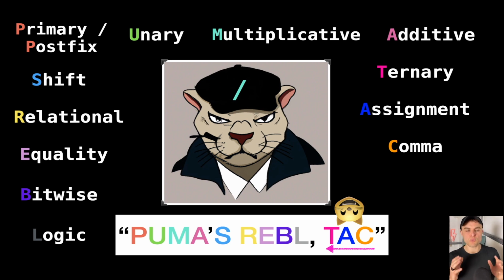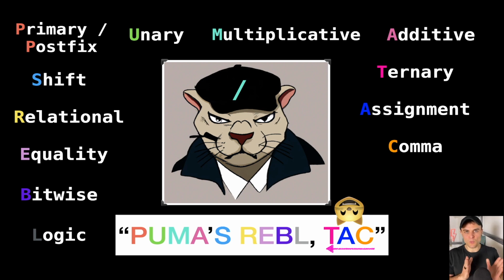The string is "Puma is rebel". And the image that I have in my mind is this Puma, which is a rebel in the Peaky Blinders style, right? In the hat, he has this sign for division. At the bottom, I have the word "tack". And if you read this word in reverse, you have "cat", right? Puma indeed is a cat. So you have "Puma is rebel, tack". What is it all about?